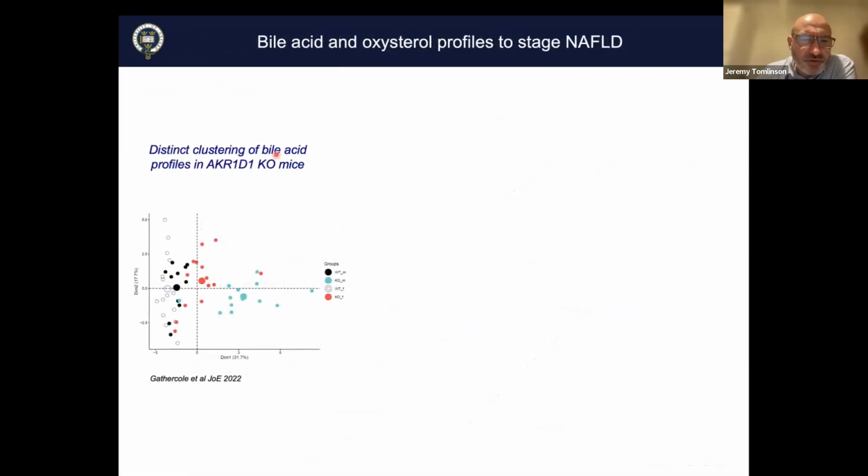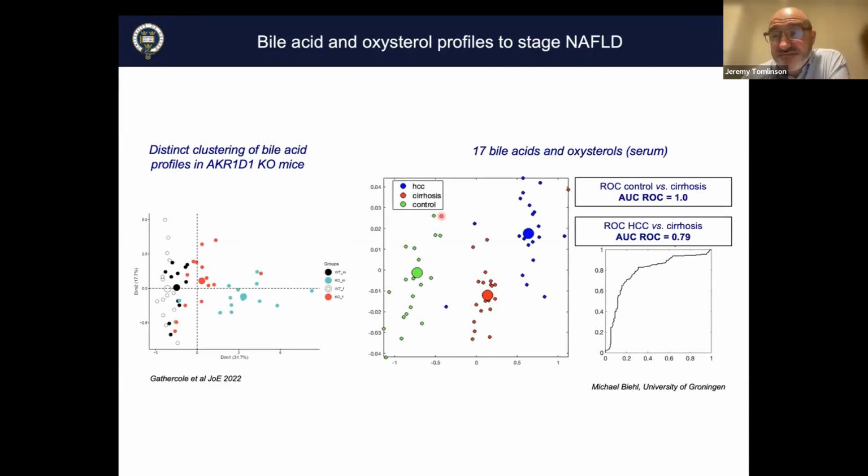But finally, you'll remember this figure that I showed you, with the clustering of bile acids in our AKR1D1 knockout mice, and how they clustered into these discrete groups dependent upon their genotype and their sex. So the question is, well, can we use not steroids, but can we use bile acids and oxysterols to try and look at the stage of fatty liver disease? And again, this is very preliminary, unpublished data, again in combination with Michael Beale, because we've now said, let's put steroids to one side. What about bile acids and oxysterols?